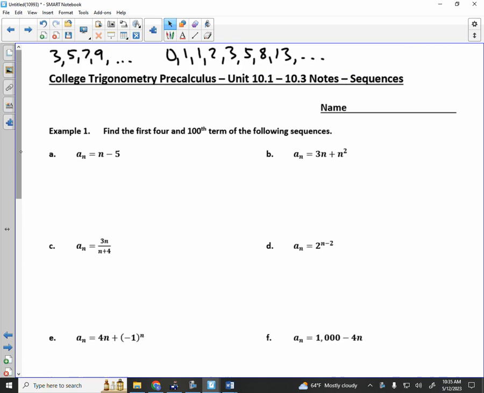Okay. So this is an example of a sequence right here. 3, 5, 7, 9. Can anybody give me the next term of that sequence? 11, then. Yeah, good. Here's another one for you.